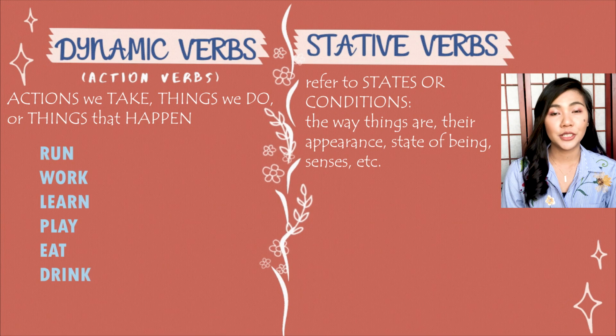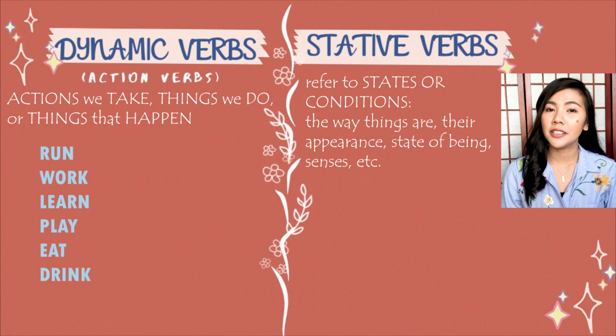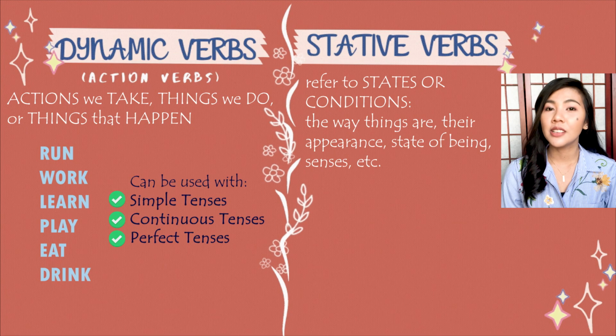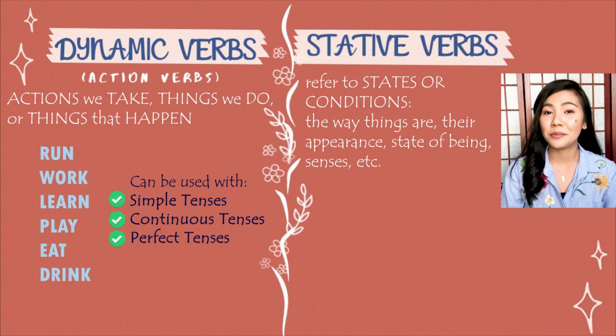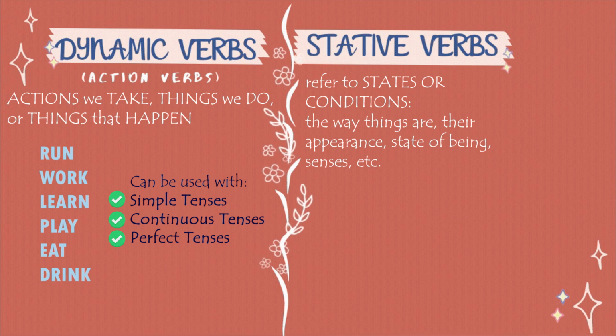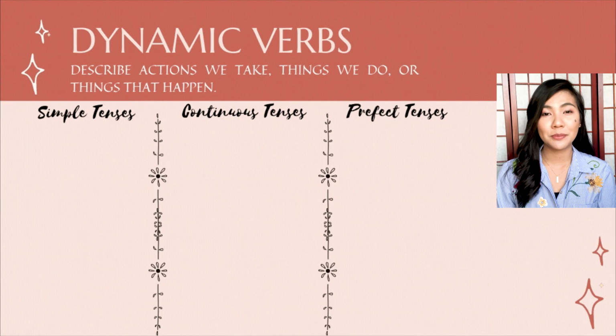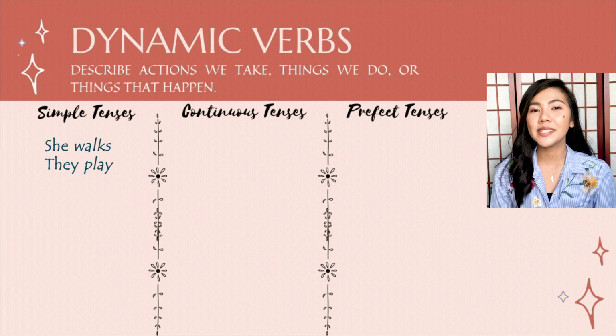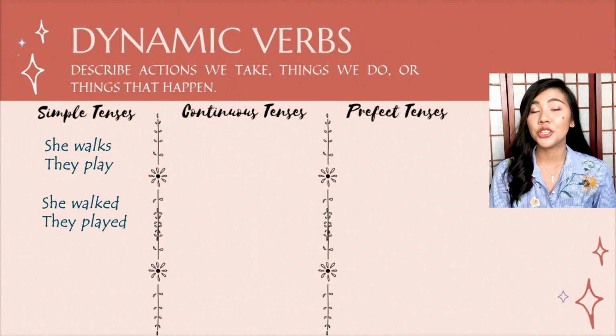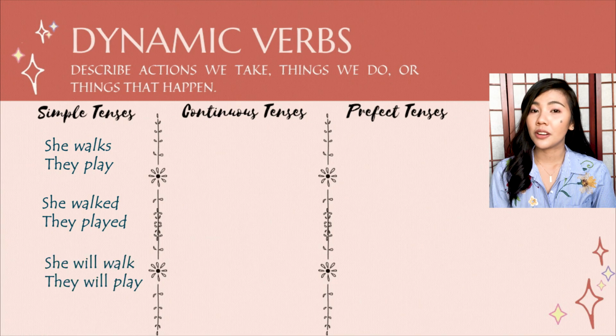Dynamic verbs refer to actions. For example, run, work, learn, play, eat, and drink. So these are actions. What's important with these dynamic verbs is that we can use them in all the tenses. That means we can use them in simple tenses. For example, in present simple we can say she walks or they play. In past simple we can say she walked, they played. Or in future simple, she will walk or they will play.